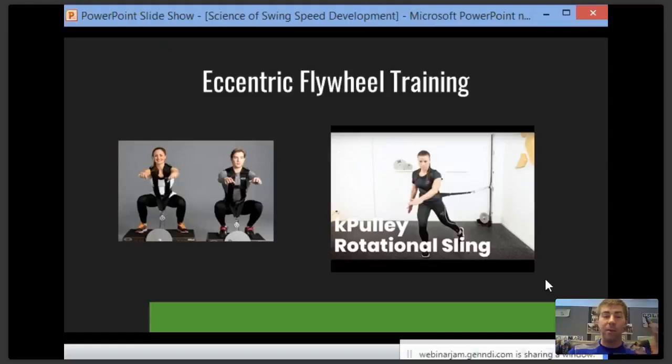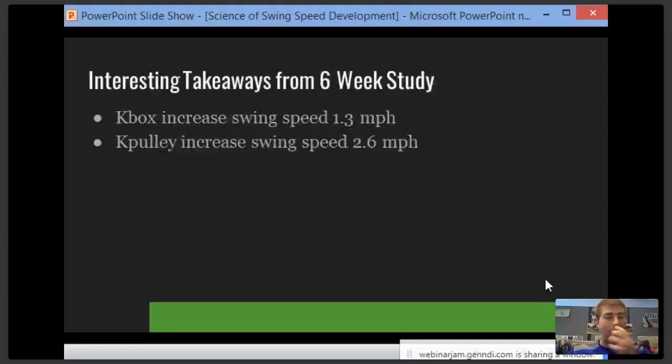So what we saw with these is that in a 6-week study, the K box increased club head speed by 1.3 miles an hour. The K pulley increased speed by over 2.5 miles an hour. So if we think back to the average in a 12 week period for adults is 1 mile an hour, K box was kind of right around there. In a 6-week period, the K pulley more than doubled that.